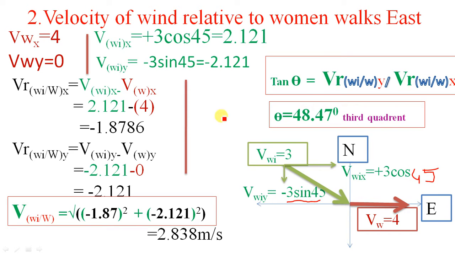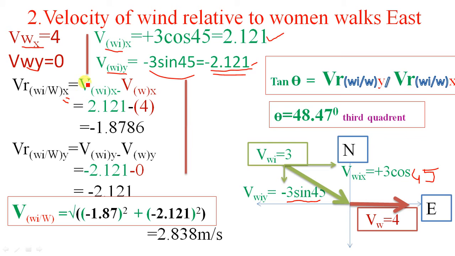Okay, so minus 3 sine of 45 gives the answer minus 2.121. Minus 2.121 is the component of wind in y direction. This is the component of wind in x direction. Now all the components of velocity in x and y direction of the woman as well as the wind are known to us. Now we have to find the relative velocity of wind with respect to woman in x direction.